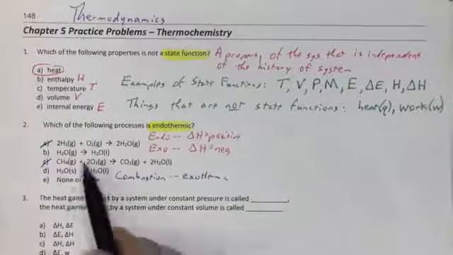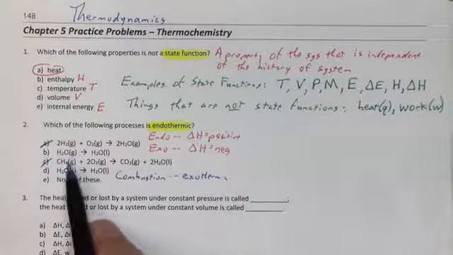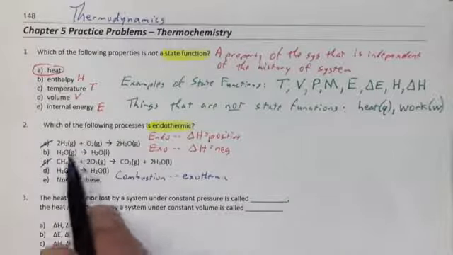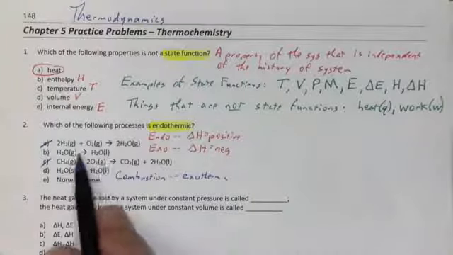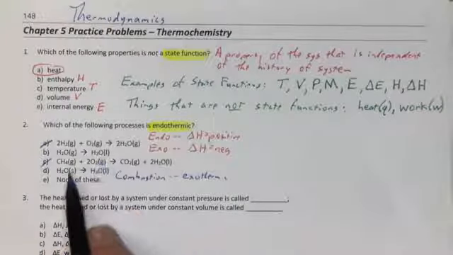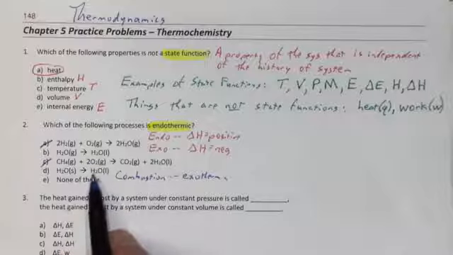Okay. Well, the other two processes are physical changes. B and D are physical changes. They're phase changes. B is when a gas goes to the liquid phase. We call this condensation. D is when the solid phase goes to the liquid phase. This is called melting. Those are physical changes.